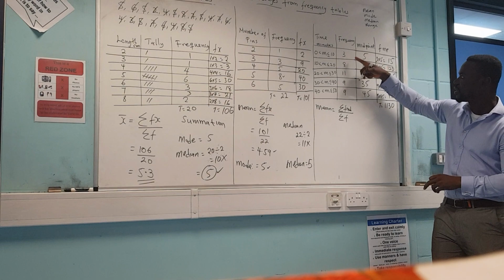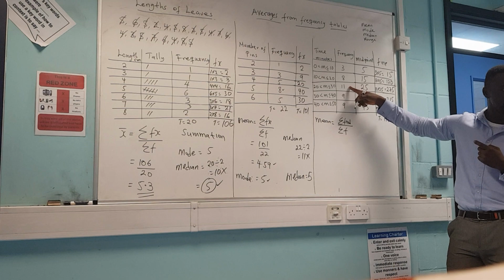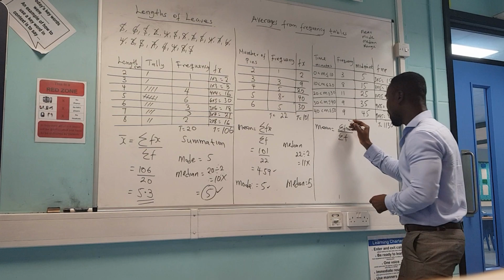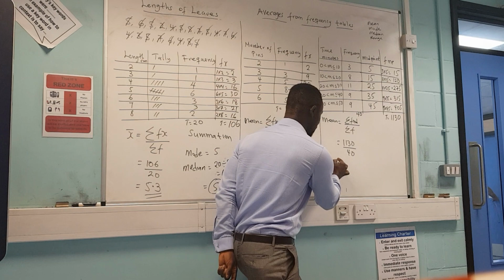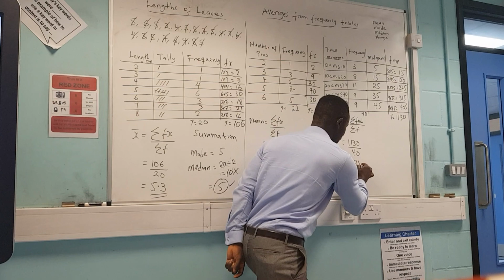Now let's add our frequencies here. 3 plus 8 is 11. 11 plus 11, 22 plus 9, 31 plus 9, 40. So here our total is 40. So this means our mean is 1130 divided by 40. And what does that give us, please? 28.25. And that is our mean.